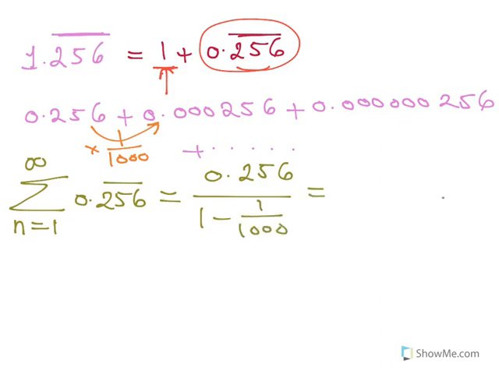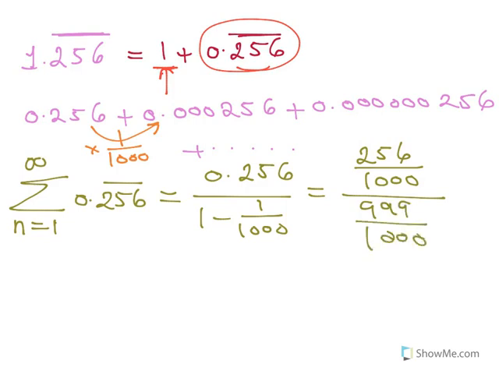So let's simplify this a little bit. This number can be written as 256 over 1000 over 999 over 1000. So we cancel out the 1000. The number becomes 256 over 999.